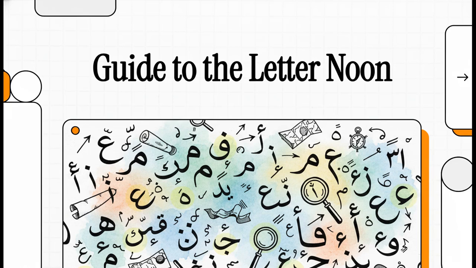All right, welcome everyone to what I'm calling the Where's Waldo of Arabic letters. Today, we are on the hunt, not for a guy in a striped shirt, but for one very special, very sneaky letter, the letter Noon. You ready? Let's get into it.